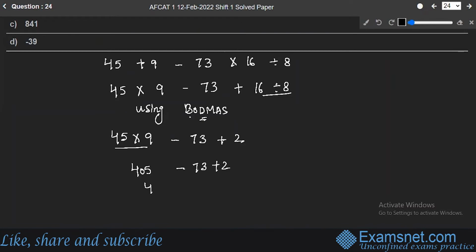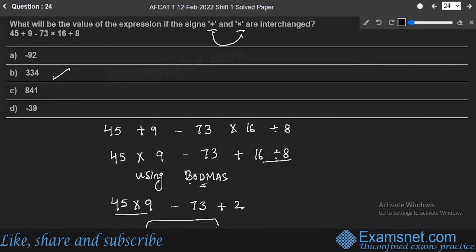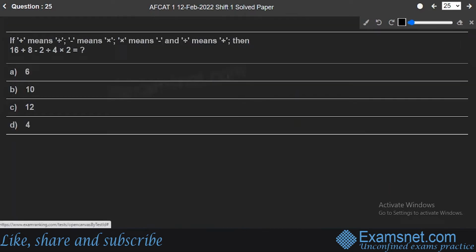So these two are the plus ones, so they will be added. This will give you 407 minus 73, which gives you 334. And this is your answer. Let's see the correct option. Option B is the one. So let's move to the next question, 25.